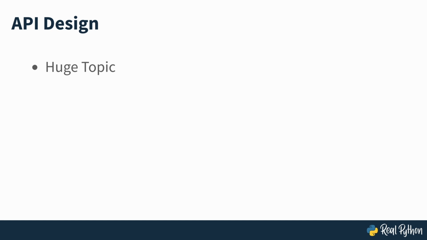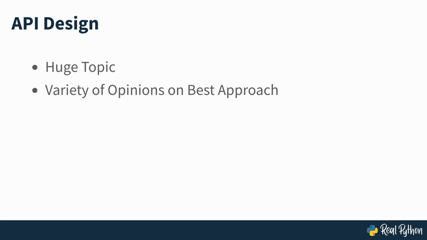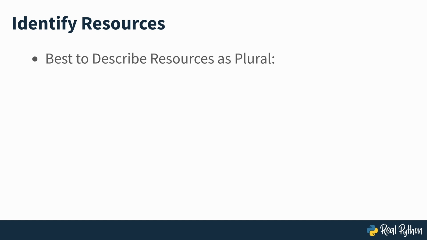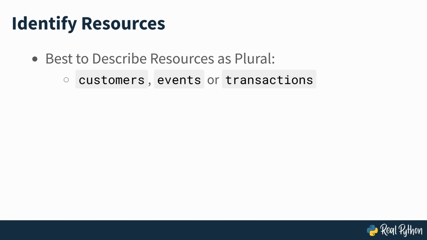As with most things in technology, there's a wide range of opinions on the best approach to building APIs. In this section, you'll look at some recommended steps to follow as you build an API. The first step you'll take as you build a REST API is to identify the resources the API will manage. It's common to describe these resources as plural nouns, like customers, events, or transactions.